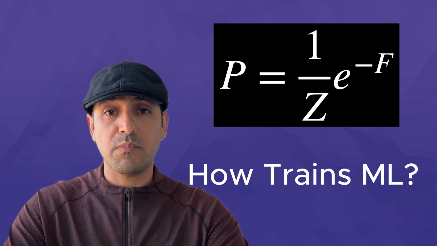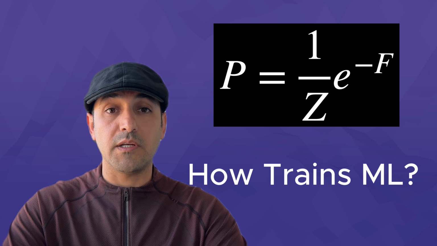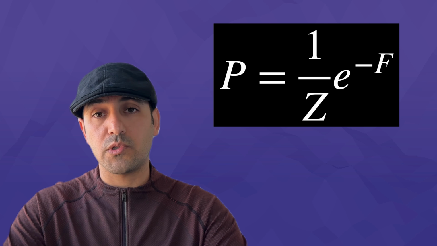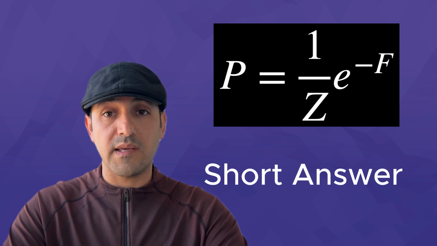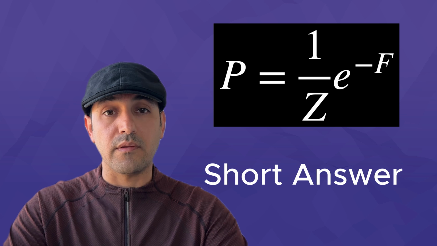At this point, you might ask how exactly we can use this formula together with perturbation theory to train machine learning models. I'm going to answer this question in a short and a long version. The short answer is that the Z in the denominator holds all the information about the system, and it can relate to the unknown parameters of the machine learning model and data.